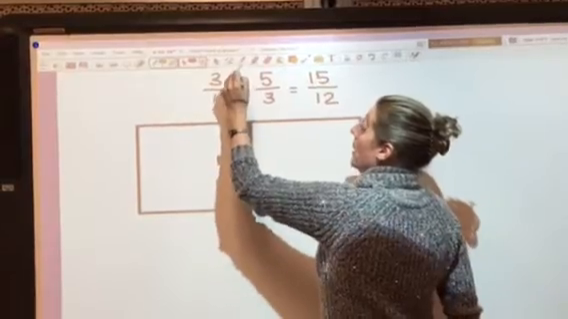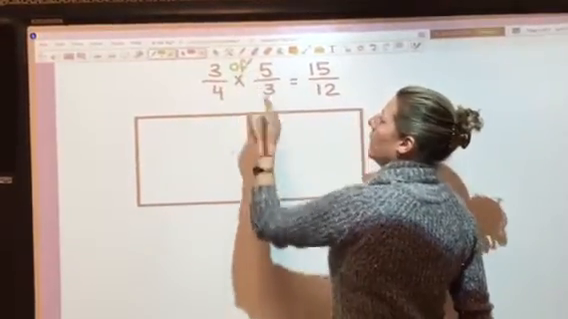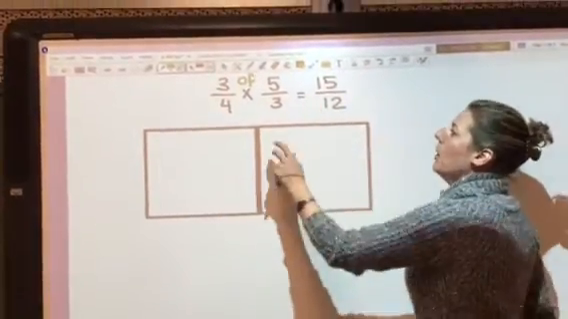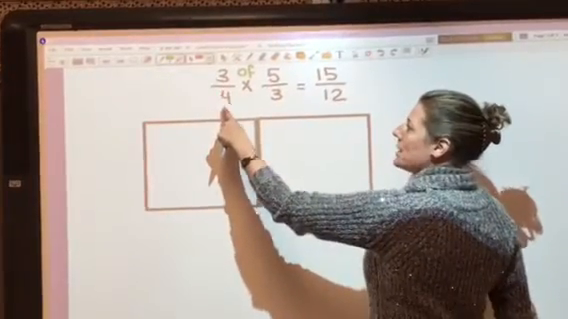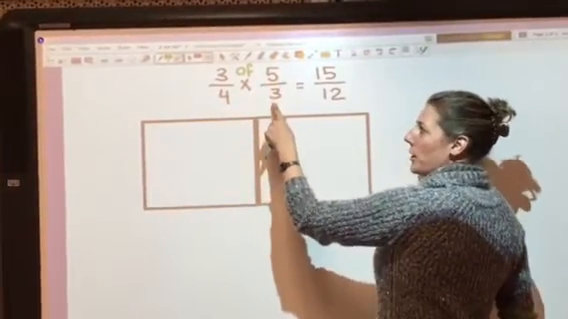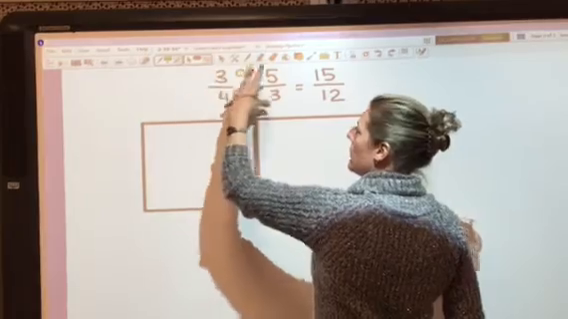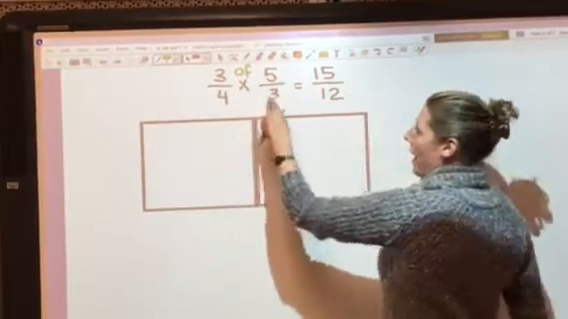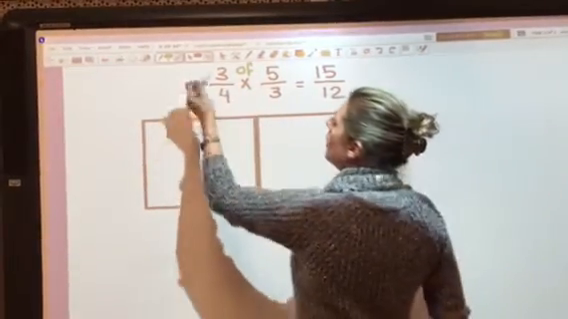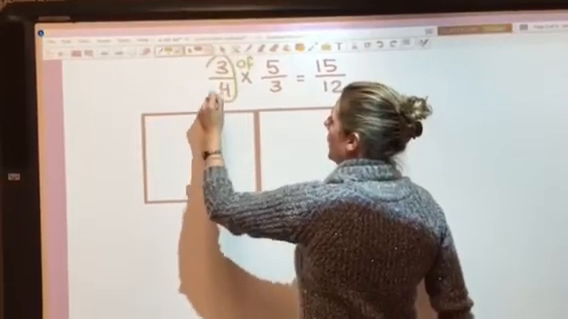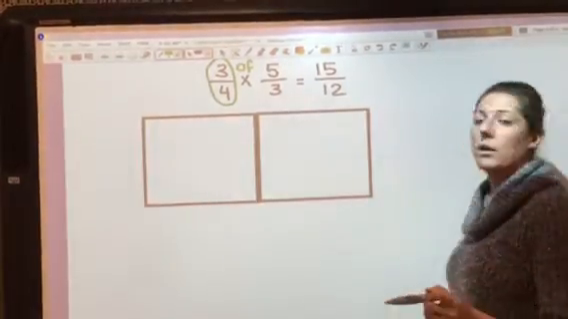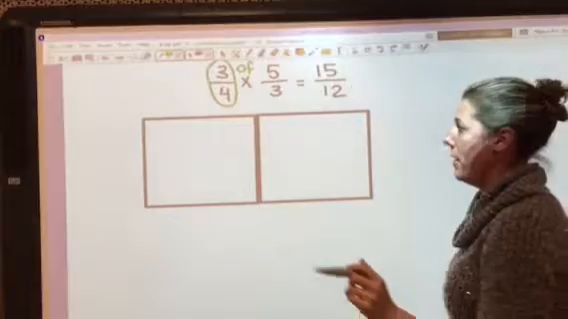And basically, we have a word here that when we see this multiplication symbol, we know that we're taking 3/4 of 5/3. So in other words, we're taking 3/4 a piece from 5/3. So I'm going to start with 3/4 being one color. And this is why you're seeing your child come home with all kinds of color all over their math.